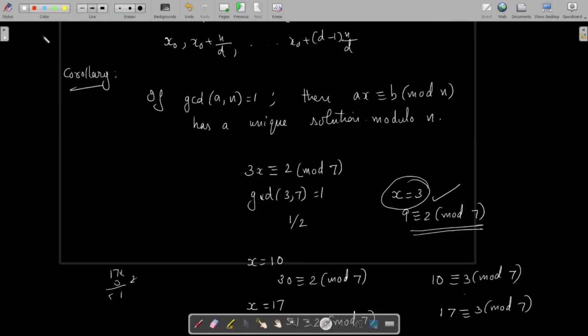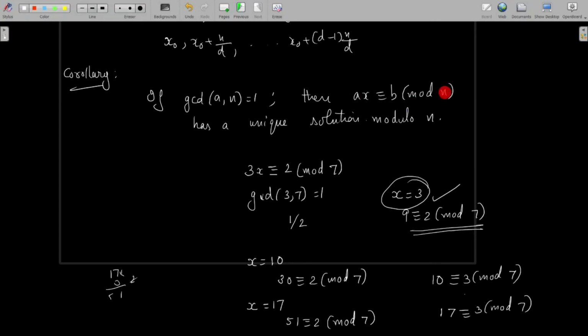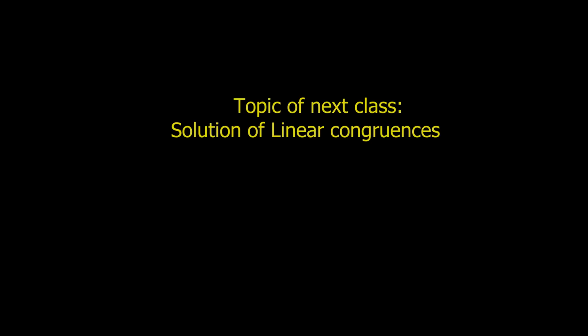So the result says that if we have the linear congruence Ax congruent to b mod n and GCD of a and n equal to 1, then the linear congruence has a unique solution modulo n. If x equal to 3 is one such solution, then all other solutions are congruent to 3 modulo n. In the next class, we will use the results we discussed today to solve the linear congruences.